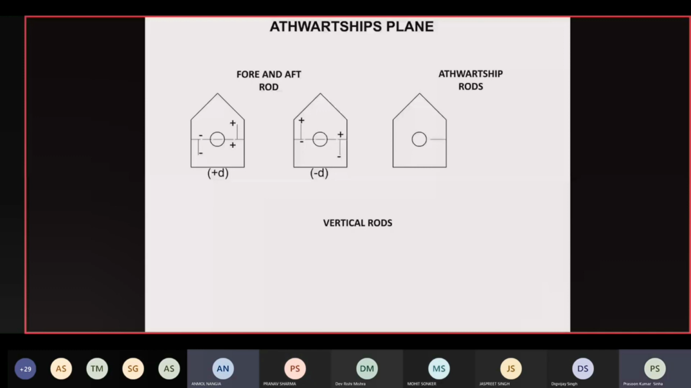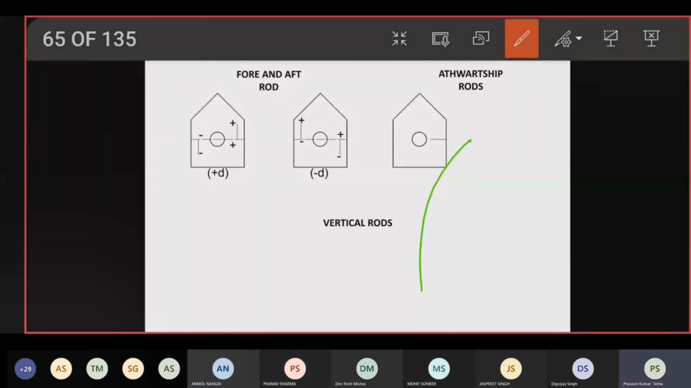Exactly. If in your ship you observed in the compass that there is a rod existing like this, what is this rod? This is a positive rod, forward of the compass, or rather starboard forward of the compass. नहीं, हम लोग इंडिविजुअली बोल रहे हैं. ये रॉड पॉजिटिव है, ये रॉड भी पॉजिटिव है.